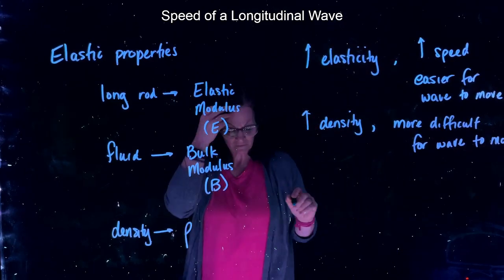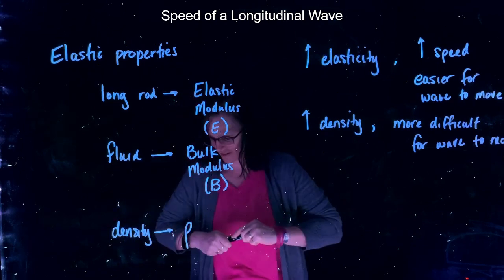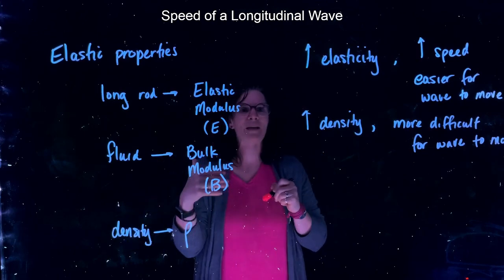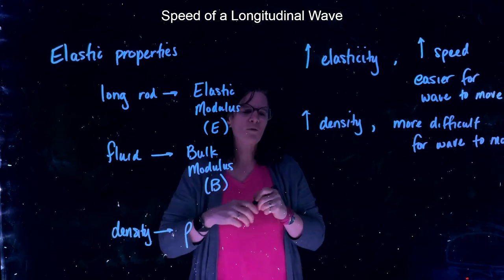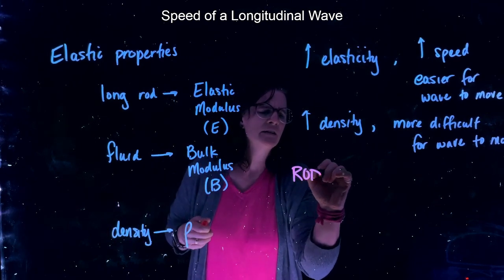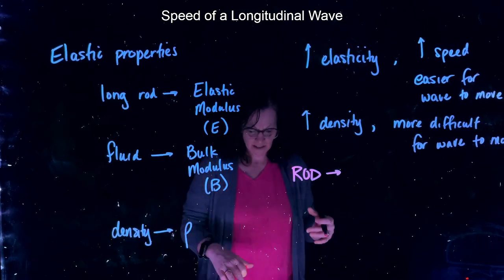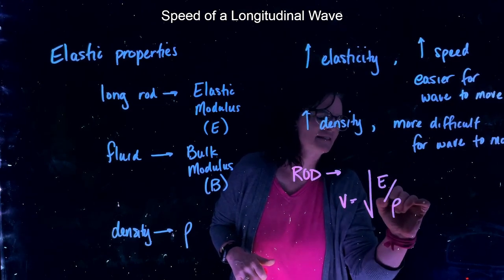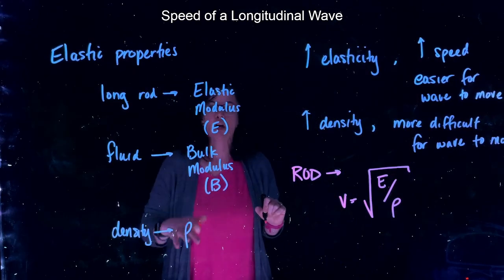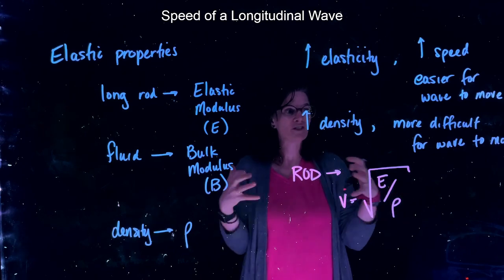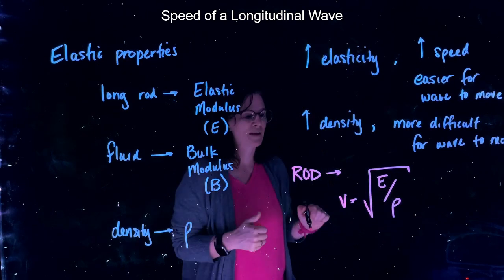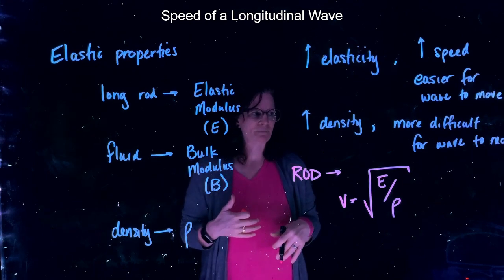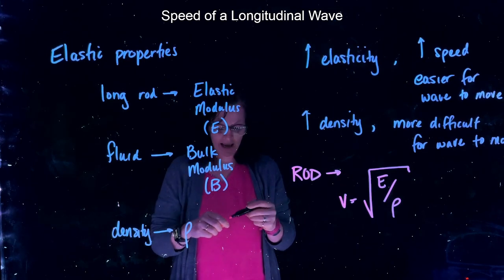All right. So how do these two go together? These ideas give rise to the equations for longitudinal wave speed in materials. For a rod, we'll use a rod as an example, that solid material, the speed is equal to the square root of the elastic modulus divided by the density. So again, as I increase that elastic modulus, it's easier for the wave to move, and I increase the wave speed. If I increase the density, it's more difficult, and I decrease that wave speed. All right, so that's our relationship for a rod.